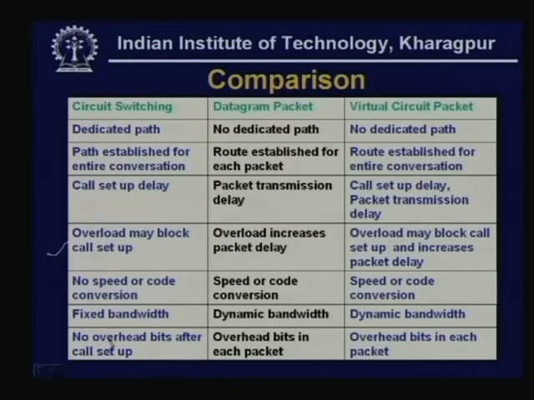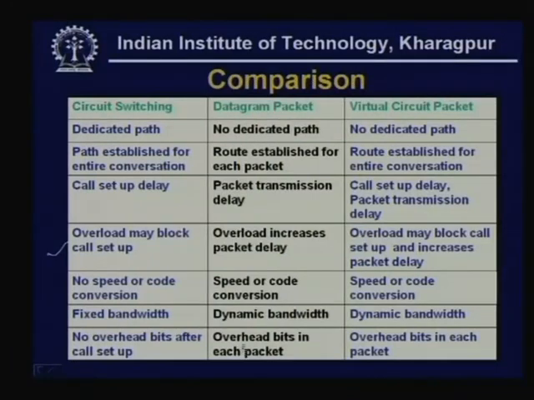Then in case of circuit switching, we have seen there are no overhead bits after call setup. After the path is set up, for example, in case of telephone connection, once the connection is established, you can simply talk or sing whatever you want, and there is no extra overhead. On the other hand, in datagram packet switching or virtual circuit packet switching, overhead bits are in each packet.